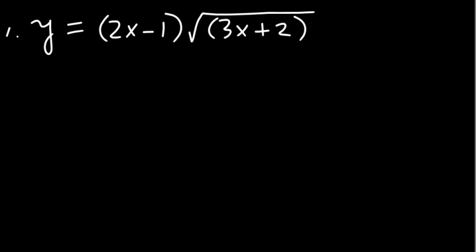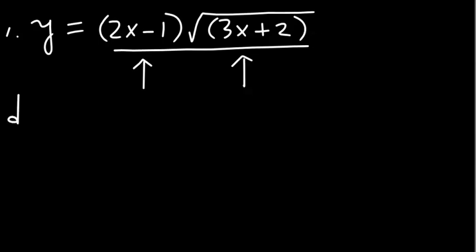Let's see how to apply the product rule to this particular problem. So you have y given by the following function. You have the first function, 2x minus 1, and the second function, which is the square root of 3x plus 2. So if you want to differentiate y with respect to x, you can take the first function to be your u and the second function to be v, or vice versa.